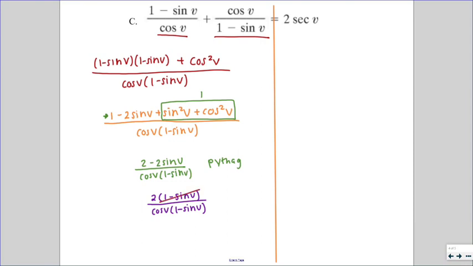But now I see something cancels on the top and the bottom. The 1 minus sine v factors, those factors in the top and the bottom, they go away. And so we're left with 2 over the cosine of v. Now, one last step here. Remember, we're trying to prove that this is equal to 2 times the secant of v. So I have one more trig identity to apply here. That is the reciprocal property.